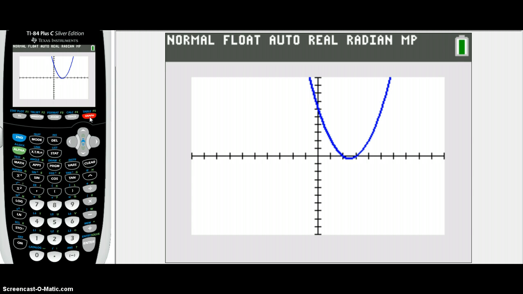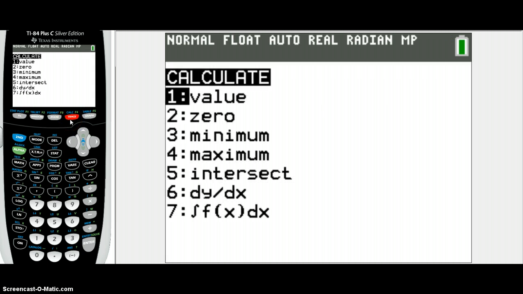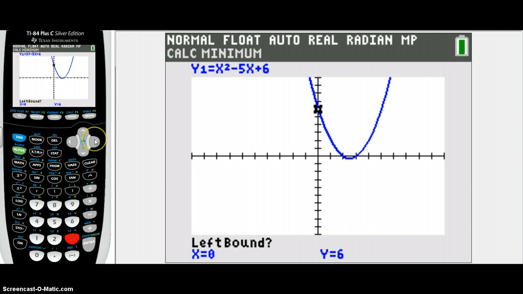We can see that this parabola is opening upwards, so it has a minimum. So to figure out what that minimum value is, because it does look like it's going to be a decimal here, hit second, then trace, and you're going to pick 3 for minimum. If the parabola had a maximum, you'd pick 4 for maximum. Okay. Then the calculator is going to ask you for a left bound, which just means a point that's to the left of that minimum.